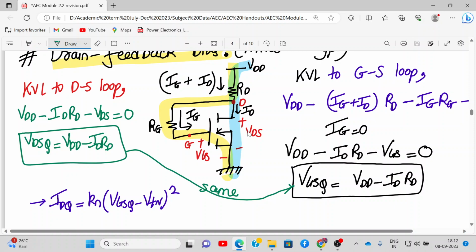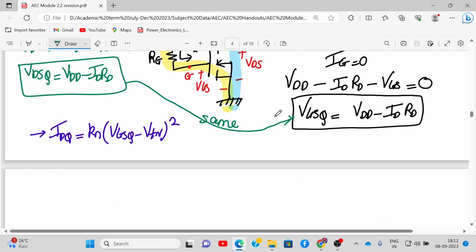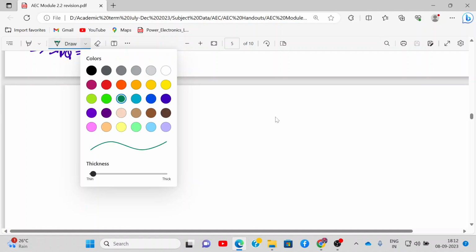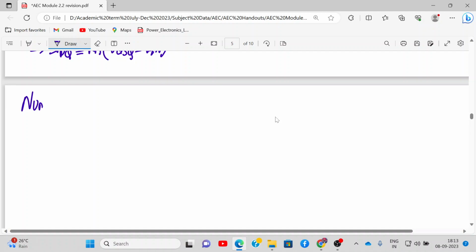Because the gate terminal is almost tied to the drain terminal, because current through the resistor RG will be almost 0, so there will be no voltage drop. So that's why it is called a drain feedback bias. Understood this, everyone? Yes, sir. Okay. So next we'll solve a numerical on drain feedback bias and then followed by voltage divider bias. So that will be the last topic. So write down numerical number 3 for today.